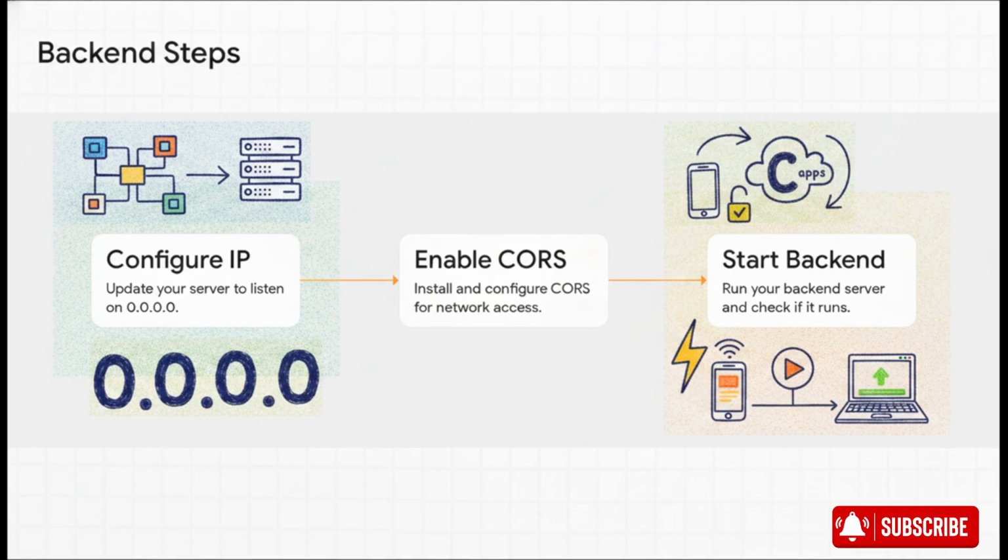And Step 5, just start the backend server up exactly like you normally would. Once it's running, you can actually verify it. Just grab your smartphone, make sure it's on the same Wi-Fi, and type your computer's IP address followed by a colon and your backend port right into the mobile browser. If the page loads, well, congratulations, your backend is officially open for business.